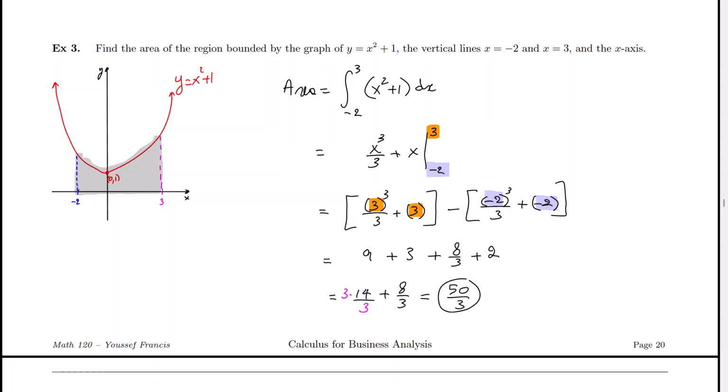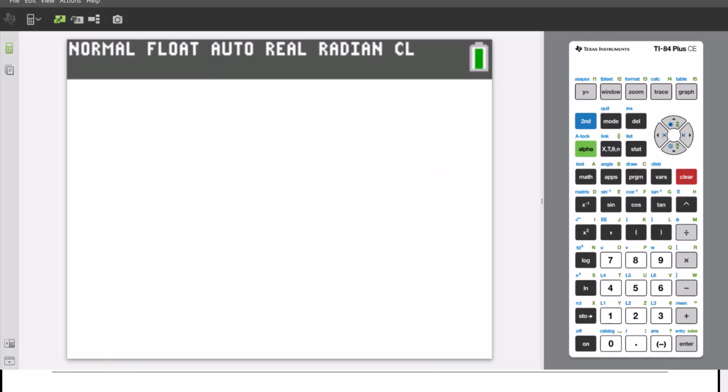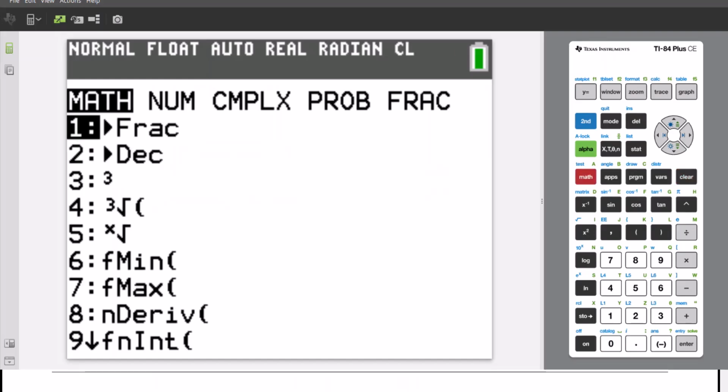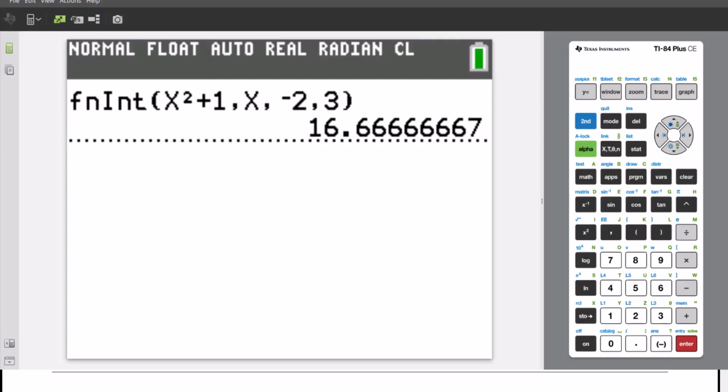So since we have a calculator, let's go ahead and use technology and use the calculator to confirm that our answer is correct. So there's a few things we could do with the calculator. First, on the main screen of the calculator, we are going to test out if our theory is correct. So we're going to click math and then option number 9 for fnInt. We'll put in the function we're working with, x squared plus 1, comma x, comma the lower bound, which in this problem was negative 2, comma the upper bound, and hit enter, and it will be some kind of decimal.